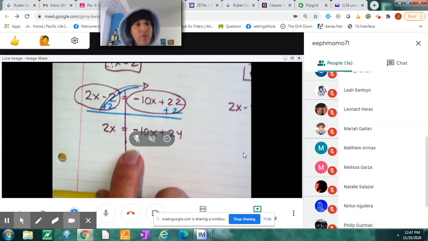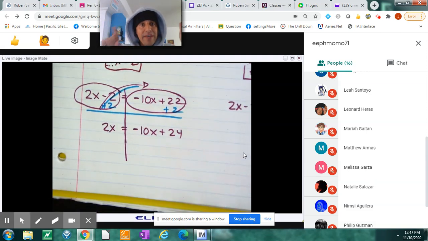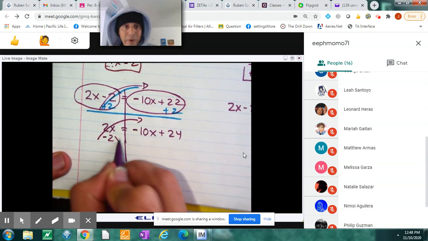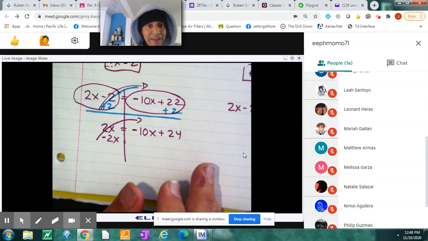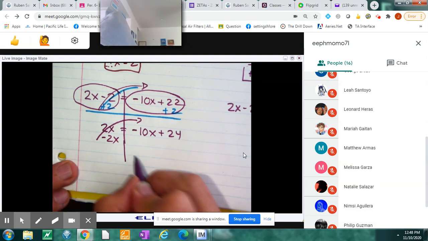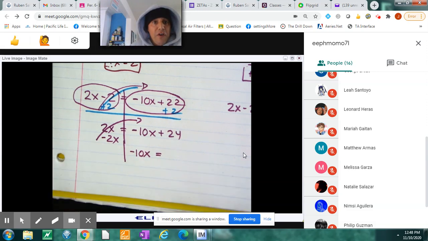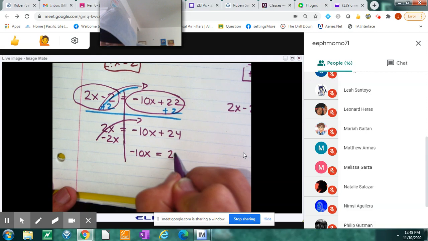Now, this is where a lot of kids get confused because they see x's on both sides. This is what they're going to do: they're going to put an equals. So what do you do? Remember, the term with the variable has to be on one side. Sometimes a kid's going to take this out and put -2x, which is fine. But they're going to put -10x, and then the equal sign because there's nothing over here, and then 24.